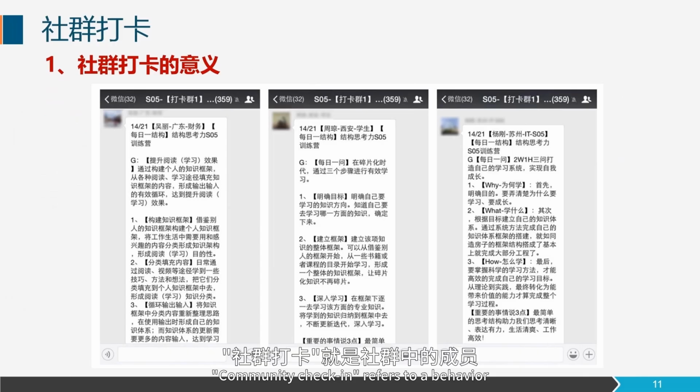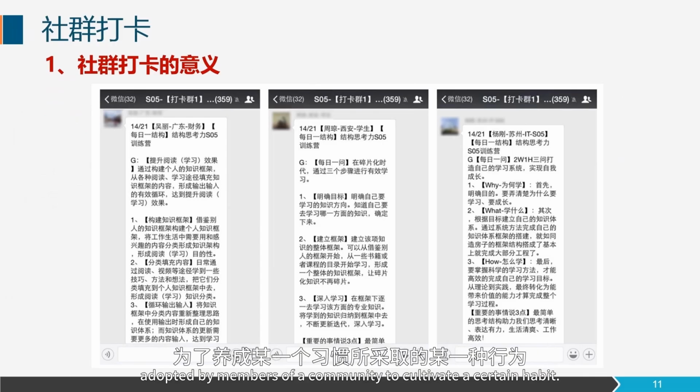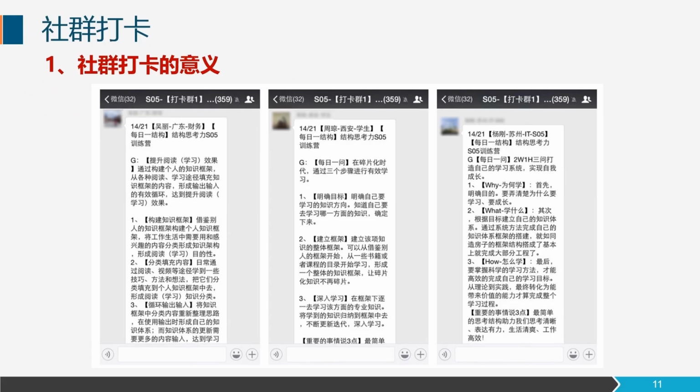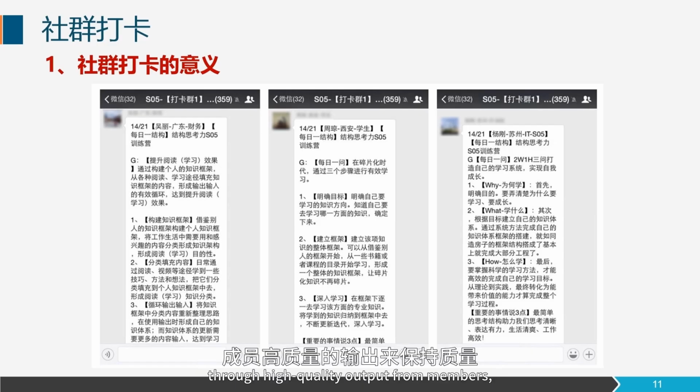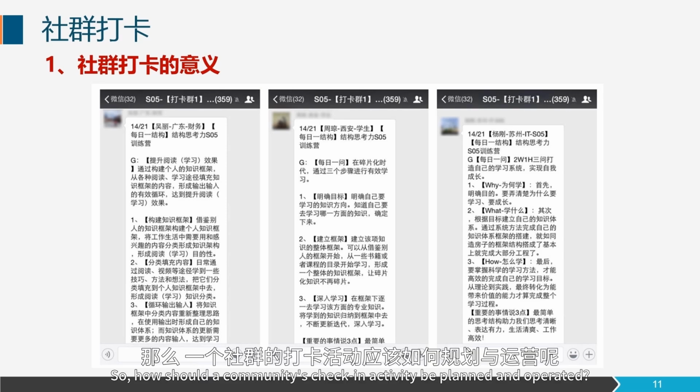Community check-in refers to behavior adopted by members of a community to cultivate a certain habit. For a community, check-in activity not only helps maintain quality through high-quality output from members, but also increases the activity of the community. So, how should a community's check-in activity be planned and operated?